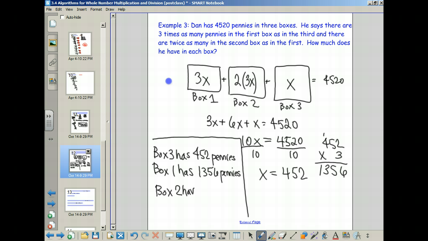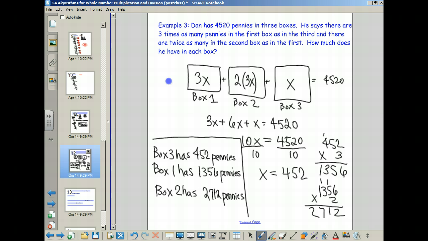You could. What else could you do? We can multiply box 1 and multiply 2. Right, and we've already done part of that, so we might as well take box 1, which is 1356, times 2. 2 times 6 is 12, carry my 1. 2 times 5 is, plus 1 is 11, carry my 1. 2 times 3 is, plus 1 is, 2 times 1 is 2,712 pennies. How could we check to make sure this works?